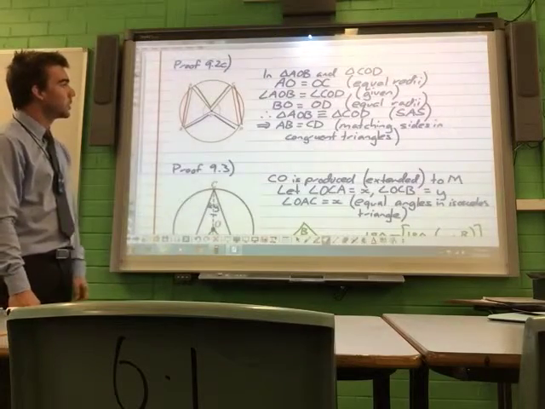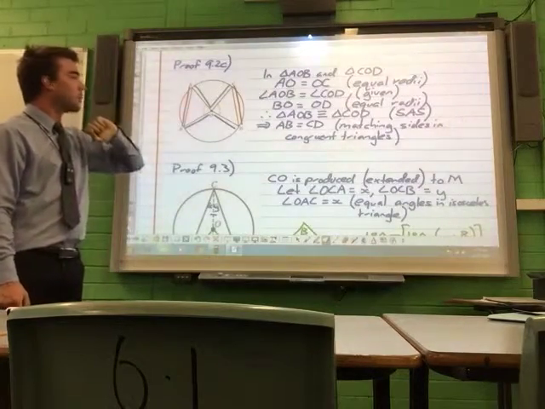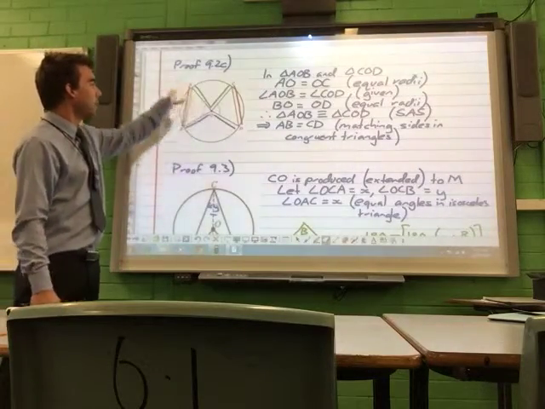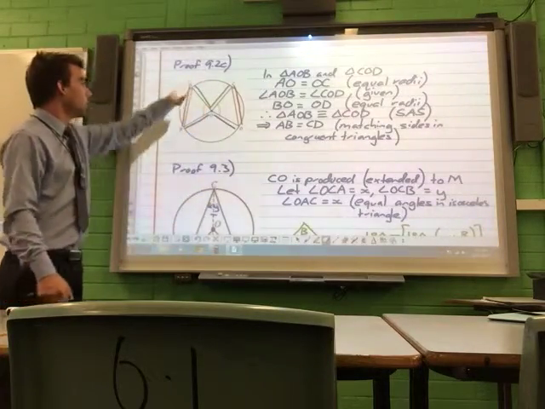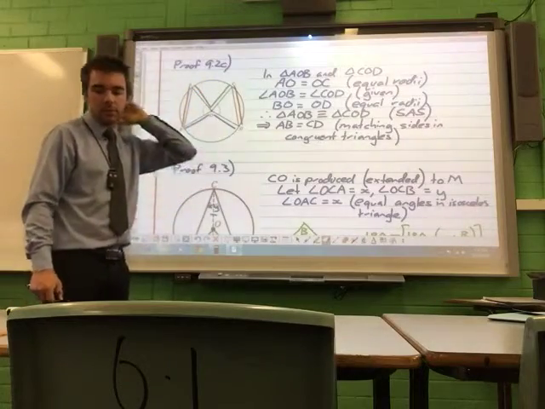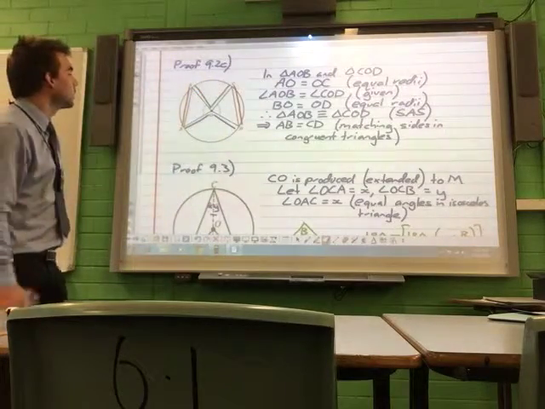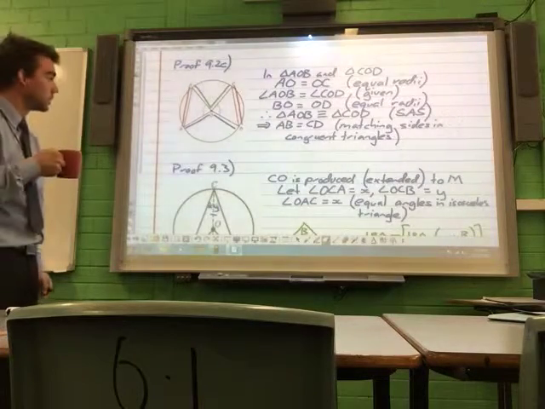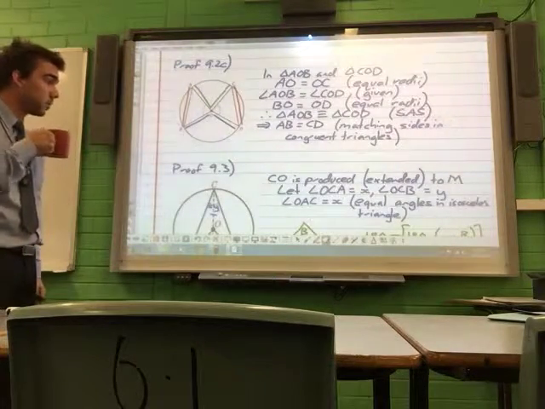Right, the converse is also true. So if you have two angles at the centre that are equal, you draw the radius out to the circumference and you join them up to form some chords. Those chords will also be equal in length. And that was the second part of that second property.